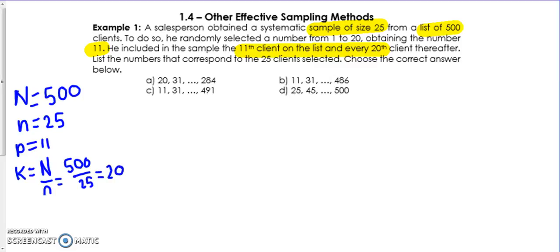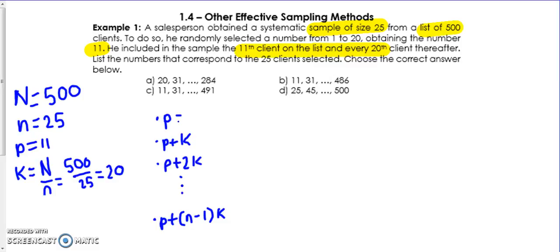So remember, the first individual in the list is going to be P. The next individual is going to be P plus K. The next individual is P plus 2K, and so on, right? And then the last individual in the list is going to be P plus N minus 1 times K. So let's actually figure out what those values are.